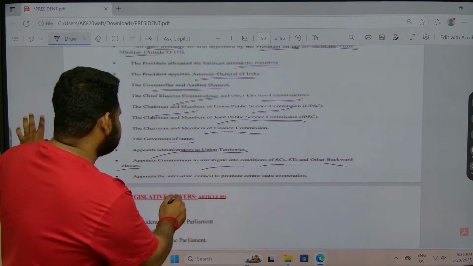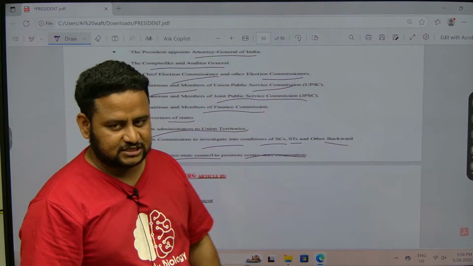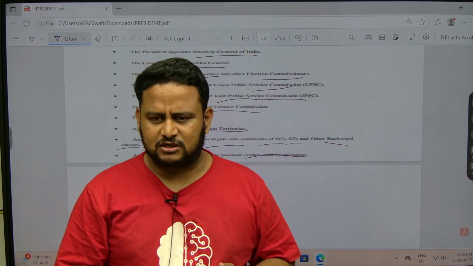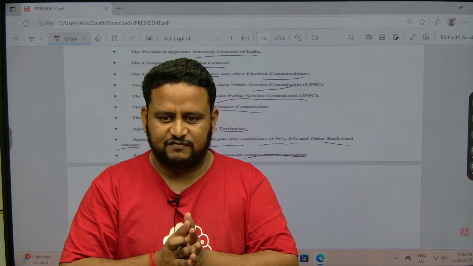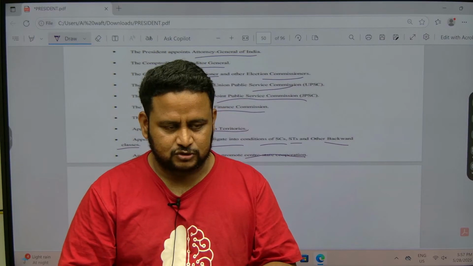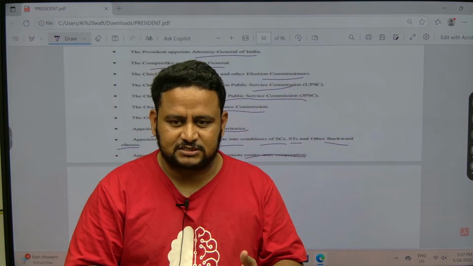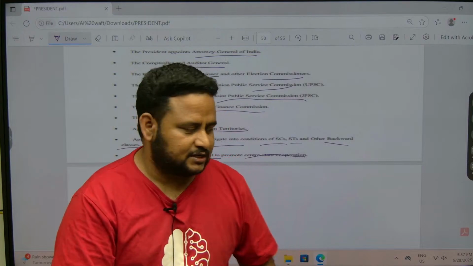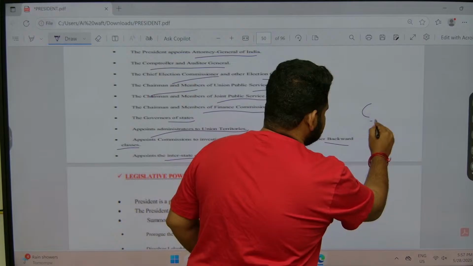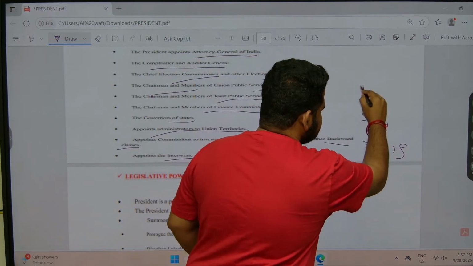Okay, appoints interstate council to promote center-state cooperation. Interstate council means Niti Aayog is also one kind of interstate council. That is so many states come together and sit in front of the prime minister and discuss matters. So interstate council is set up to discuss various matters regarding different states and also between center and state. It is between center and state and also state and states. Okay, that is interstate council.